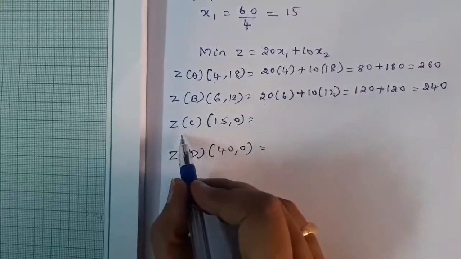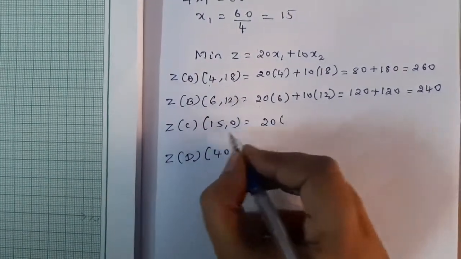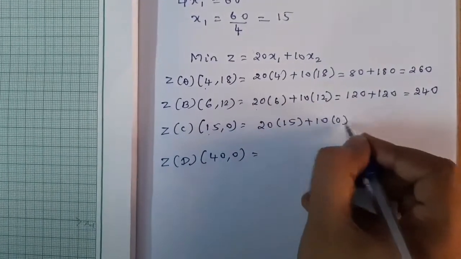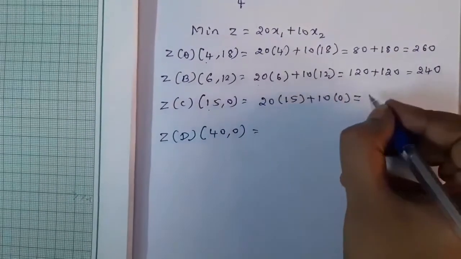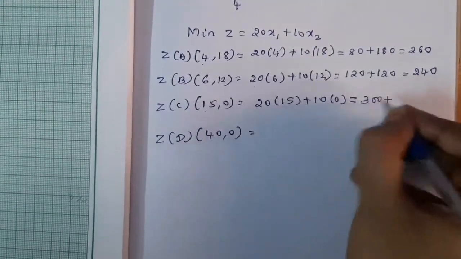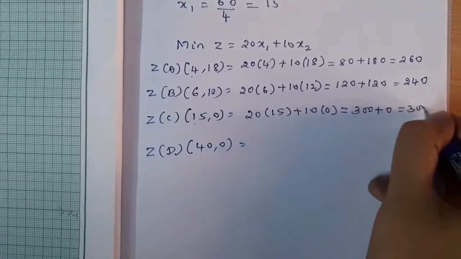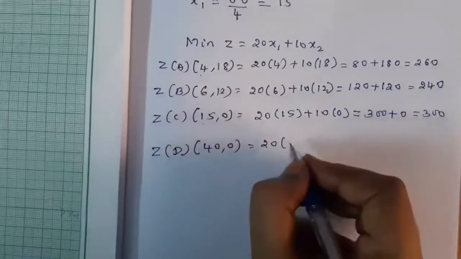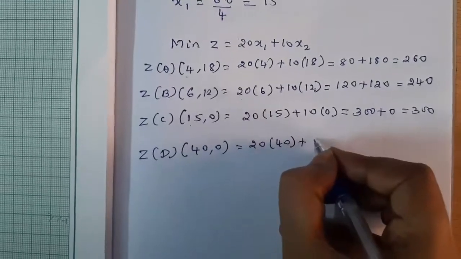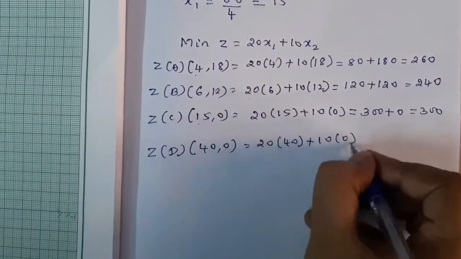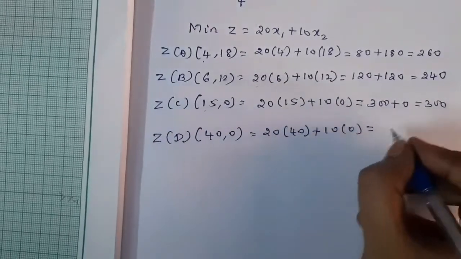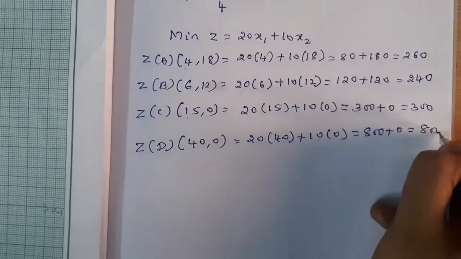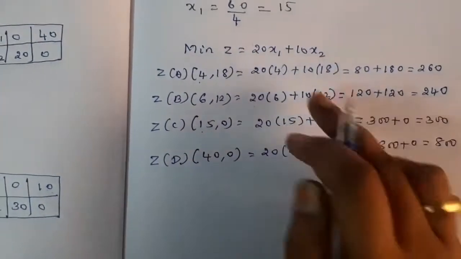Next is the corner point C. So 20 into the x1 value, which is 15, plus 10 into x2, which is 0. That is equal to 20 into 15, 300, plus 10 into 0, 0. So 300 plus 0 is 300. Next, for the corner point D, 20 into x1 which is 40, plus 10 into x2 which is 0. So that is equal to 20 into 40, 800, plus 10 into 0, 0. So that is equal to 800. Now we have found all the corner point values.